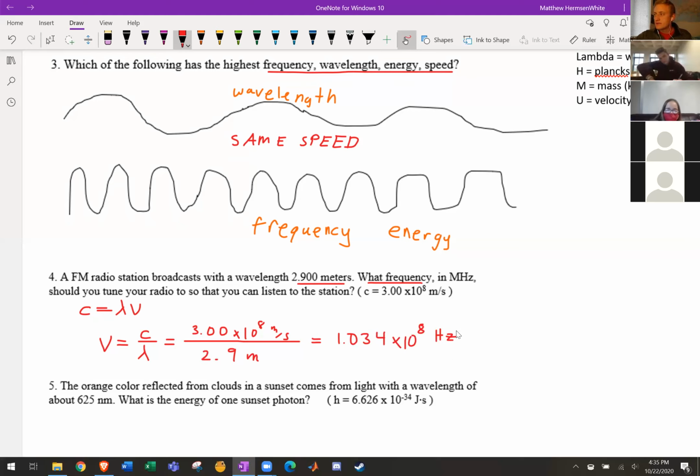So that's scientific notation. And if we want to translate it to megahertz, then we have to do a little conversion here. There are 1 times 10 to the 6 hertz in 1 megahertz. So you're just dividing the number by 1 million and you get 103.4 megahertz.